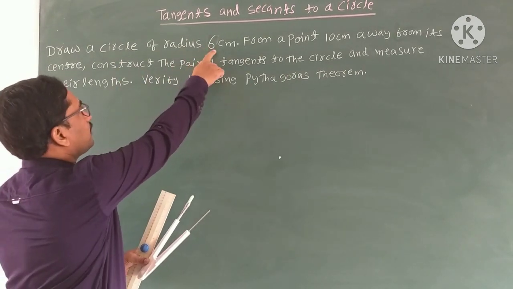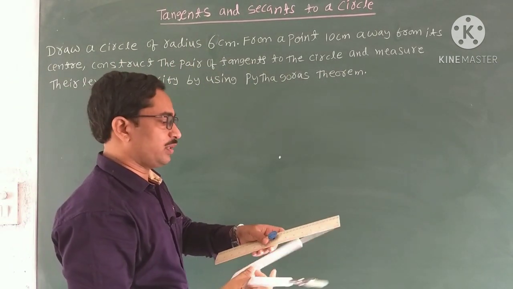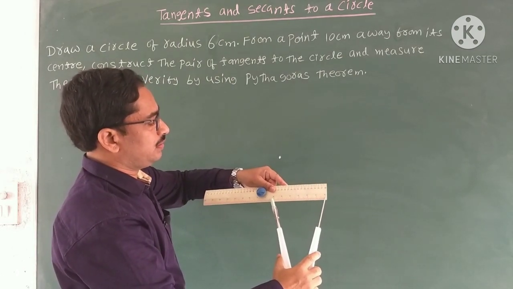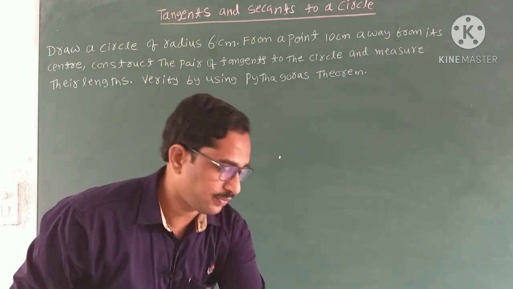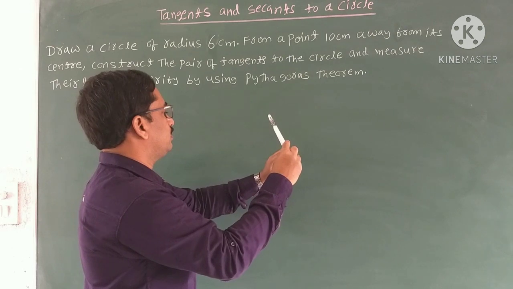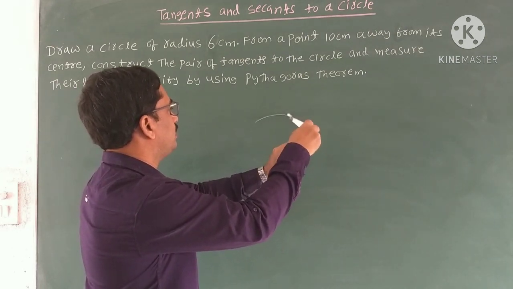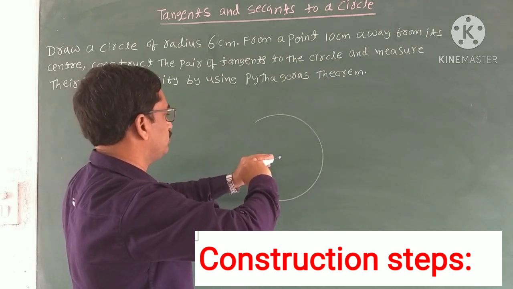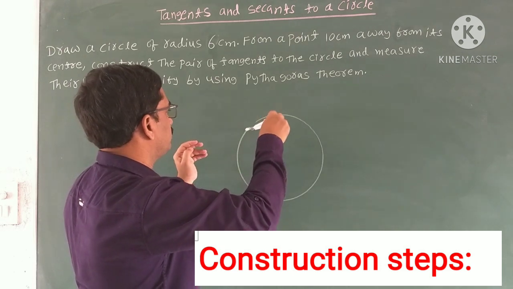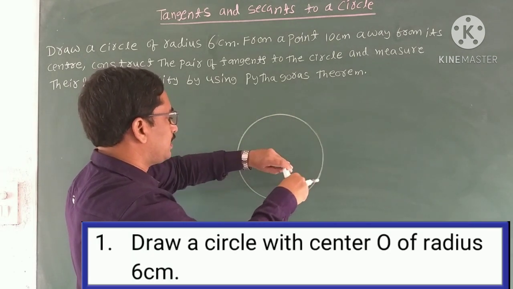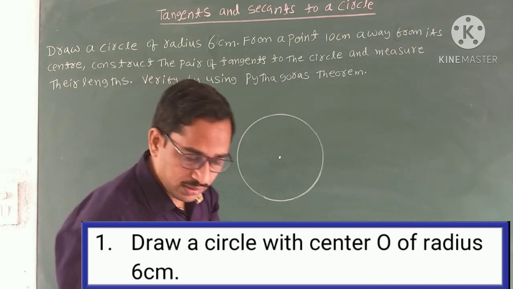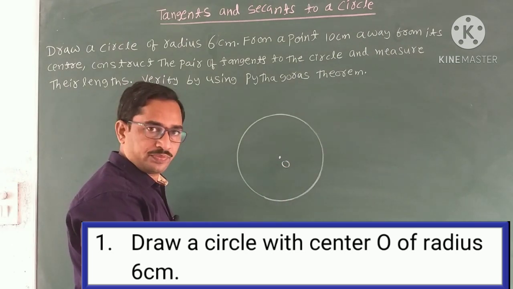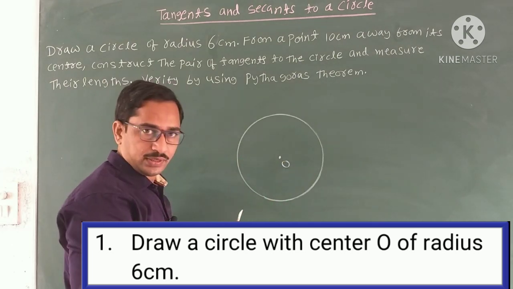First draw a circle of radius 6 centimeters. By using the compass and the scale, first measure the radius of the circle, 6 centimeters. Now, with this radius, draw a circle. Locate the center of the circle as O, and the radius of the circle is 6 centimeters.